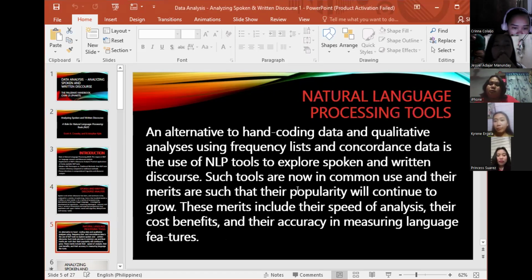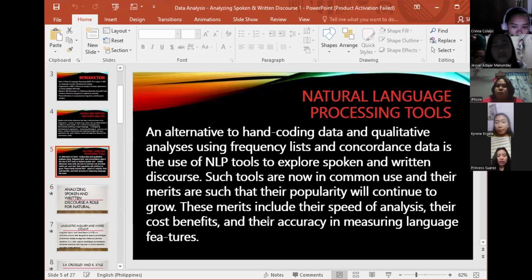Now, the natural language processing tools, which is our main topic, are an alternative to hand coding data and qualitative analysis using frequency lists and concordance data. It is the use of NLP tools to explore spoken and written discourse. Such tools are now in common use and their merits are such that their popularity will continue to grow. These merits include their speed of analysis, their cost benefits, and their accuracy in measuring language features.